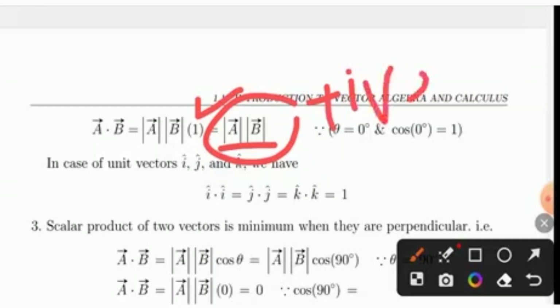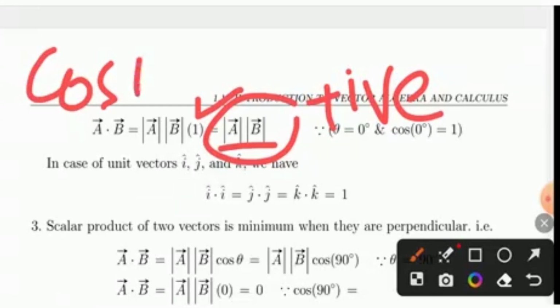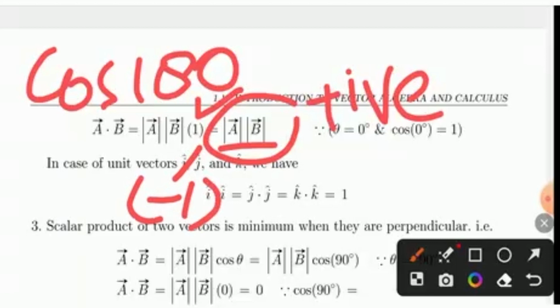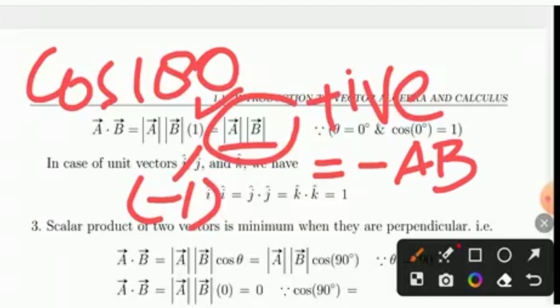So we can say that the resultant is maximum. On the other hand, if we choose theta equal to 180 degrees, then cos 180 is equal to -1. So we can place the -1 over here, and this product will become negative, minus AB. So it is another maximum, but with the negative sign.